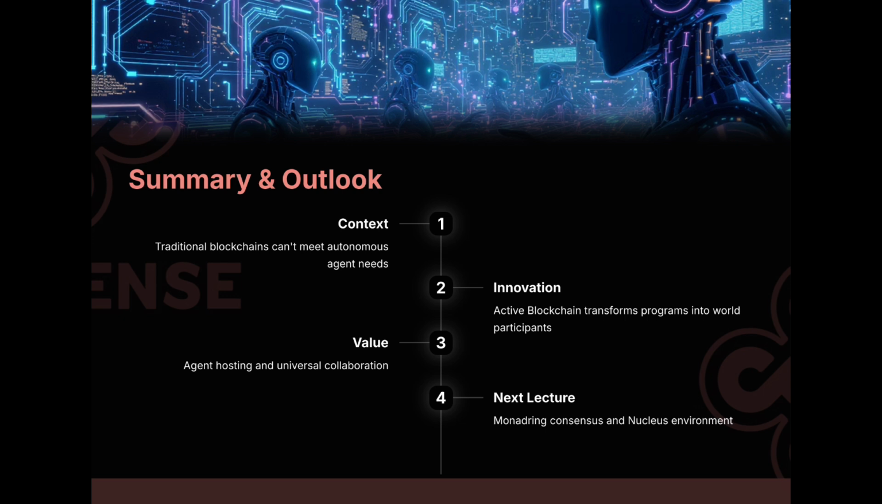Next, we discussed the definition of Verisense's fundamental paradigm innovation, the active blockchain. This groundbreaking architecture integrates external interactions and time scheduling into the consensus process, granting on-chain programs true autonomous agency for the first time. This shift transforms them from passive executors of instructions to active participants in the world.